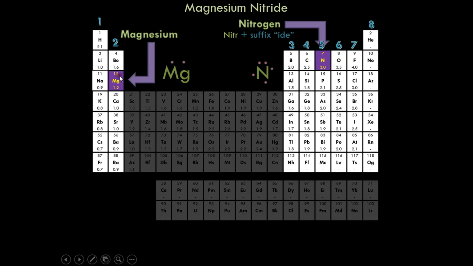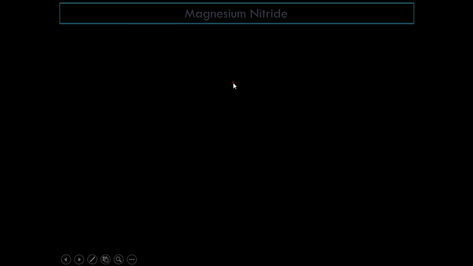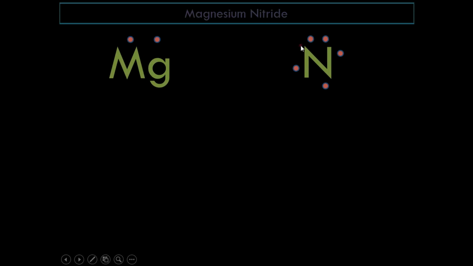For magnesium, its atomic number is 12, so 12 protons and 12 electrons. Although it has 12 electrons, only 2 of those are involved in bonding, called valence electrons. Nitrogen has 7 electrons, and only 5 of those are valence electrons, involved in bonding. The rest of the electrons inside are called core electrons. So the name of the compound is magnesium nitride, magnesium and nitrogen. These are their valence electrons.